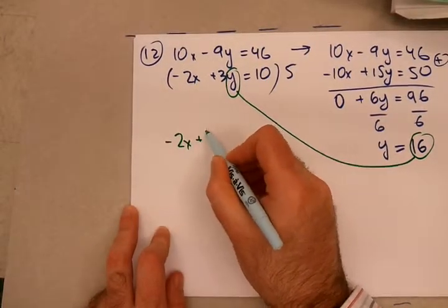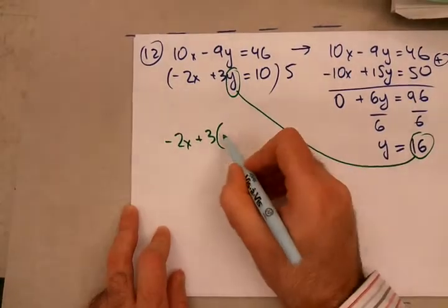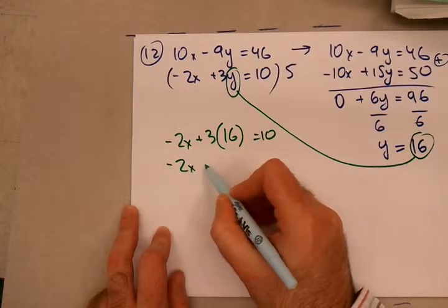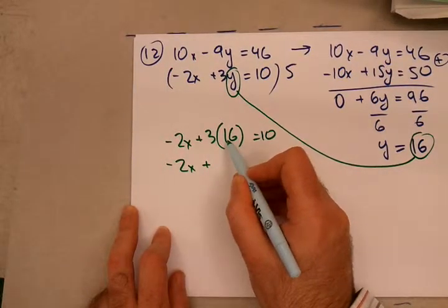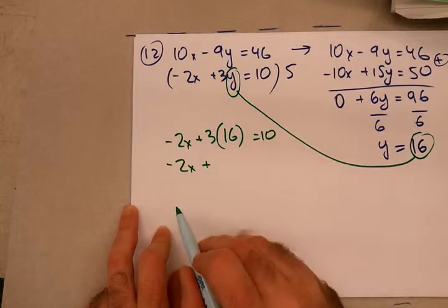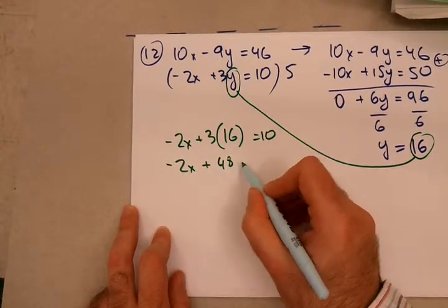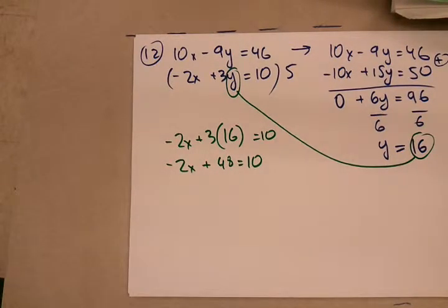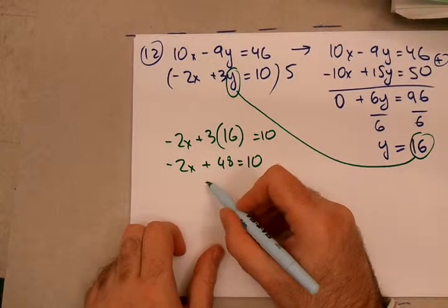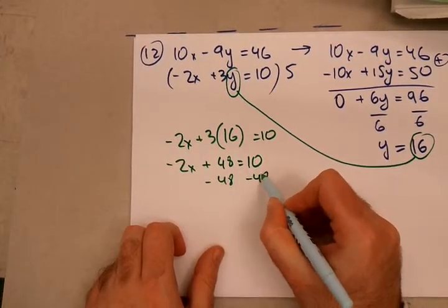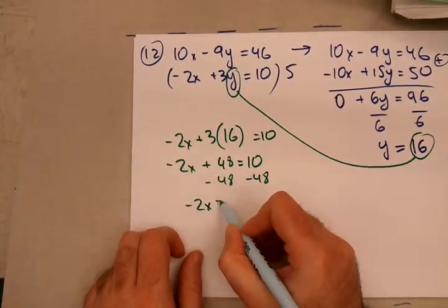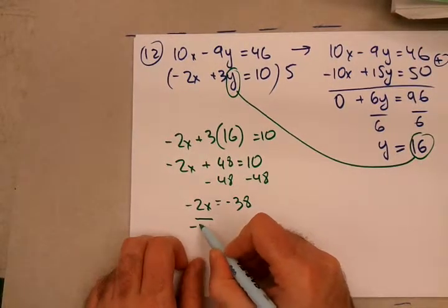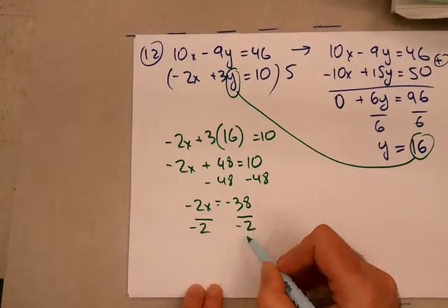So negative 2x plus 3 times, instead of y we write 16. Negative 2x plus 3 times 16, 3 times 10 is 30, 3 times 6 is 18, so 48, equals 10. Then we would subtract 48 from both sides. So negative 2x equals negative 38. Then divide both sides by negative 2.